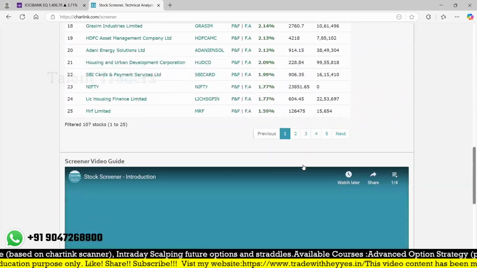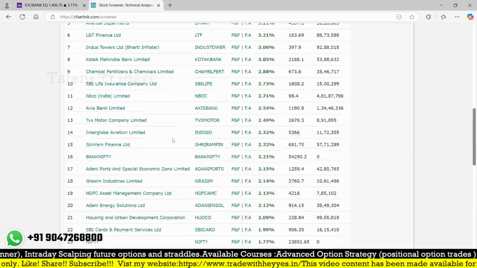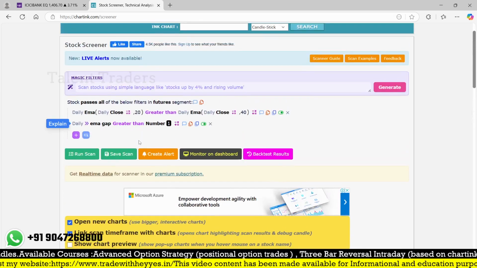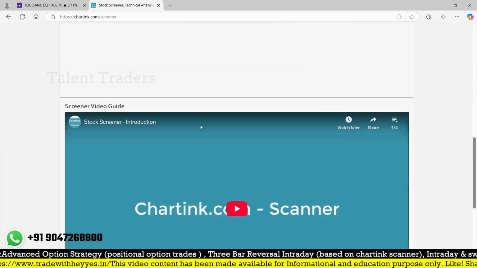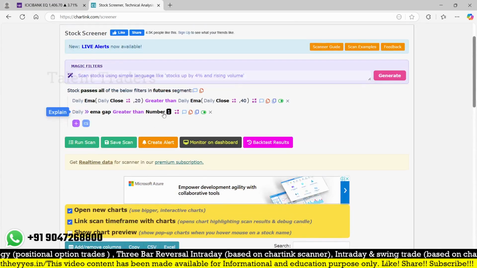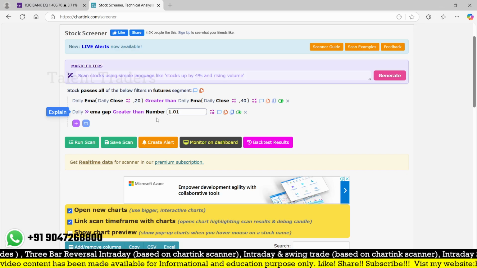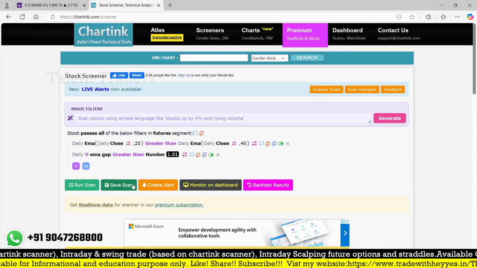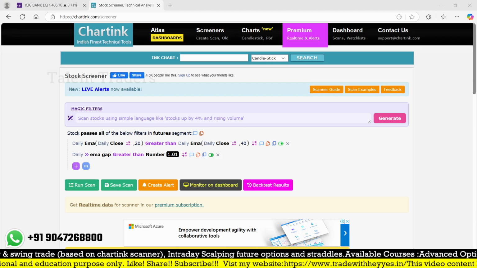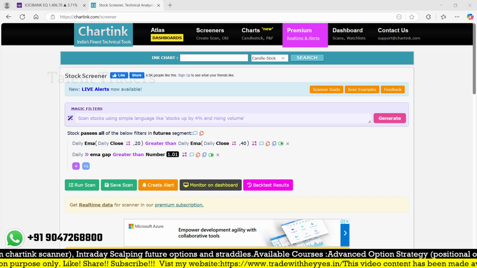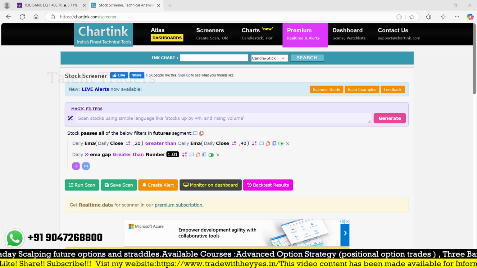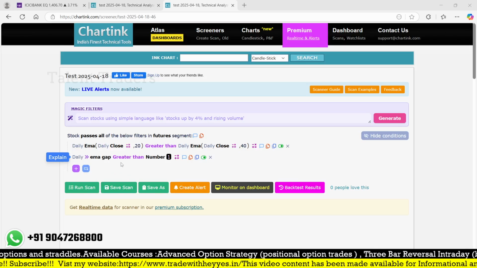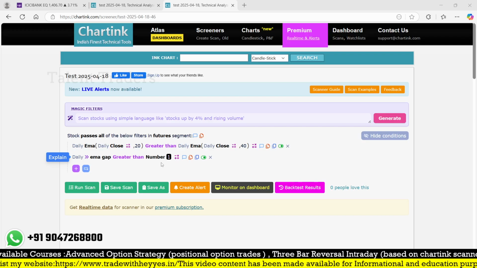We have almost 107 stocks filtered where 20 EMA is greater than 40. Using this EMA gap, if you try to find, there are no stocks. Okay, that was not working. So number 1.01 also gives no stocks. Let me check this. Yeah, now it is working. So the daily EMA gap between 20 and 40 should be 1%.